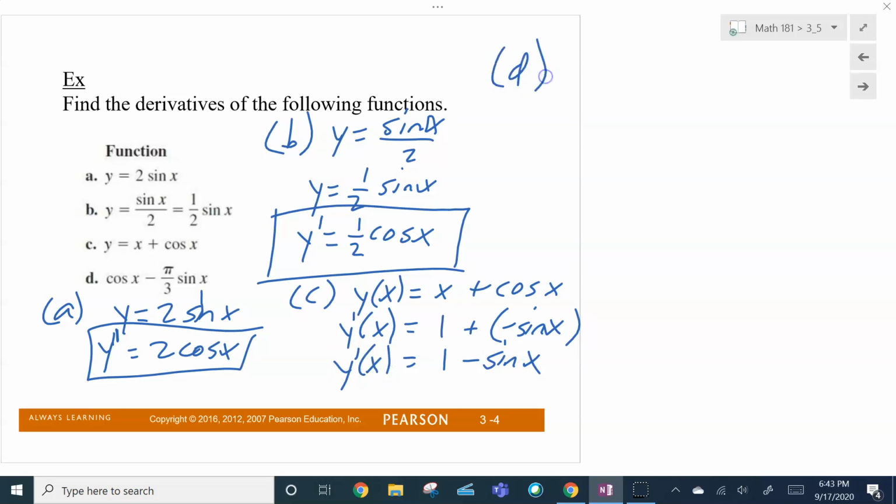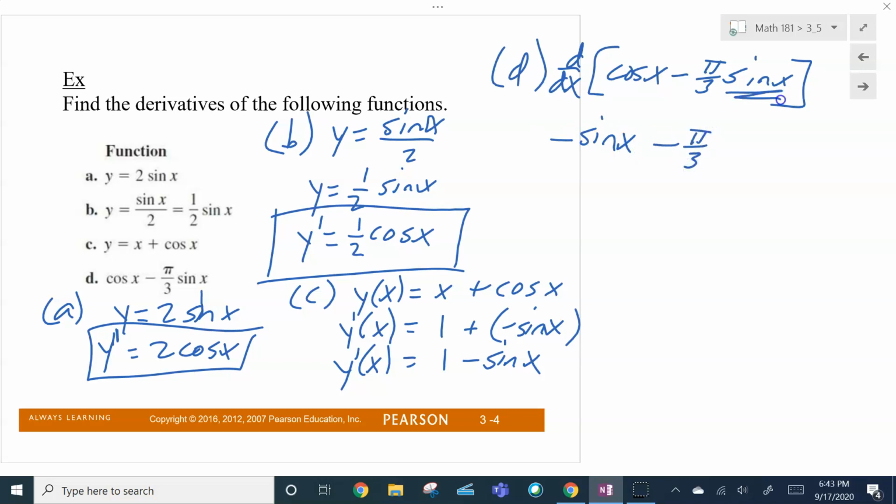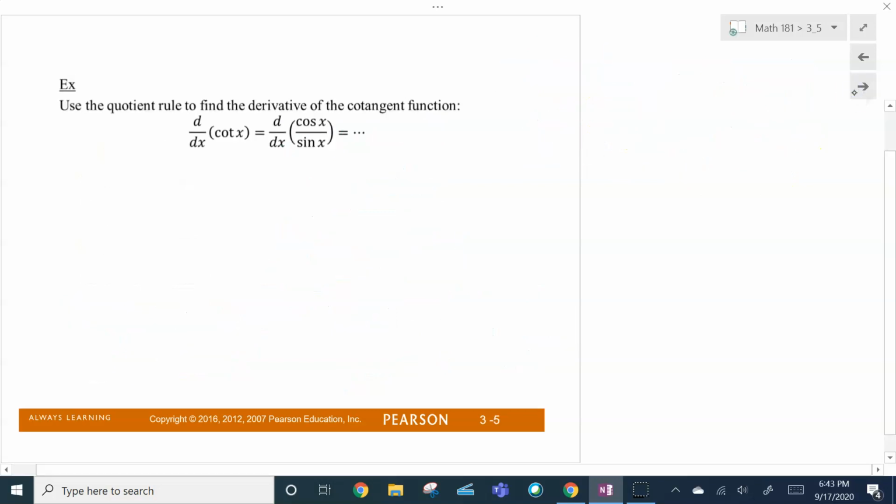D, you got the derivative of, I'm going to write it this way, cosine x minus pi thirds sine of x. Derivative of the cosine, negative sine. Leave that minus pi thirds constant there, then take the derivative of the sine, cosine. So negative sine x minus pi thirds cosine x on that.